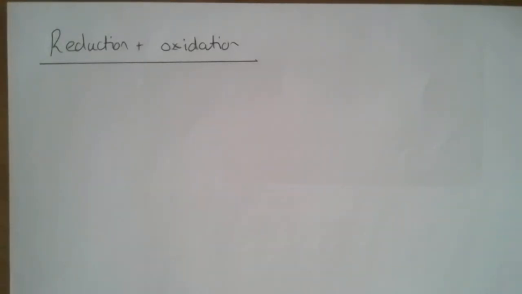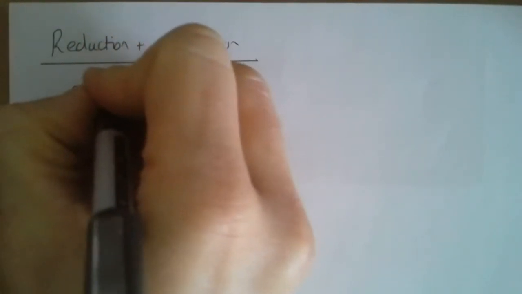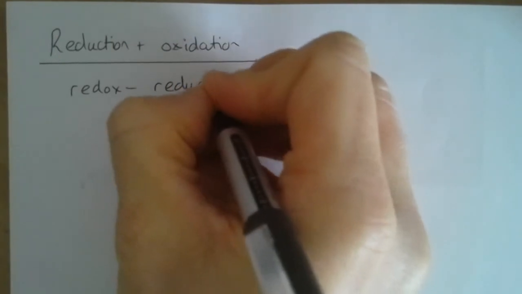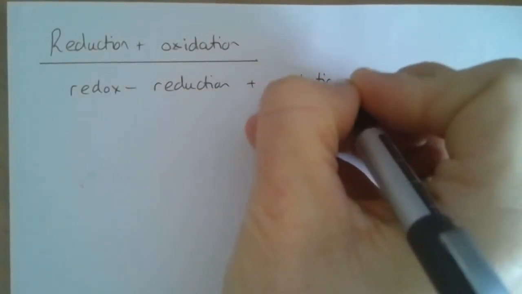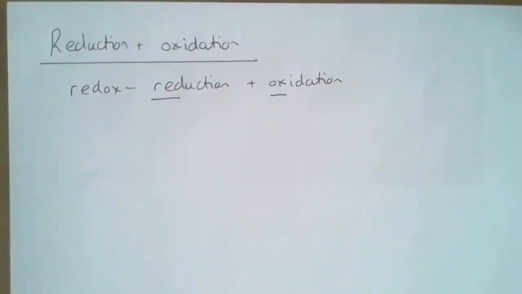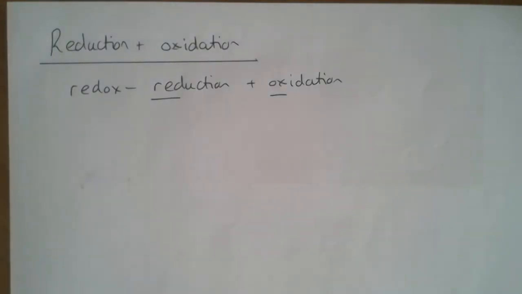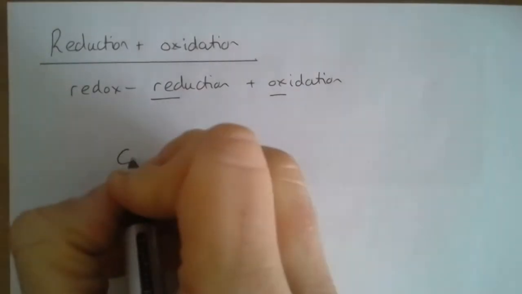We're going to look today at reduction and oxidation reactions. There's a shorthand that we use to describe these reactions, and it's redox. And that comes from taking the first part of the word reduction and the first part of the word oxidation to give us redox. So we've seen reactions like this before.